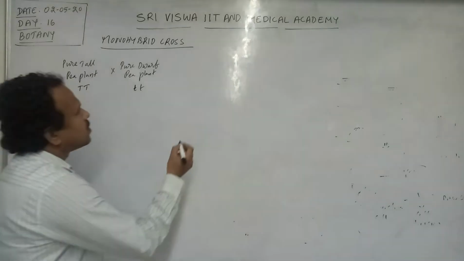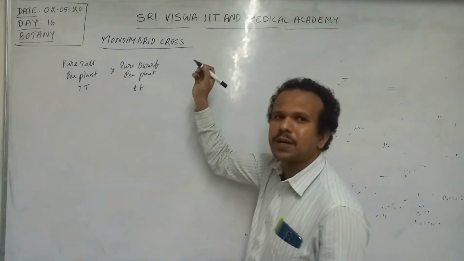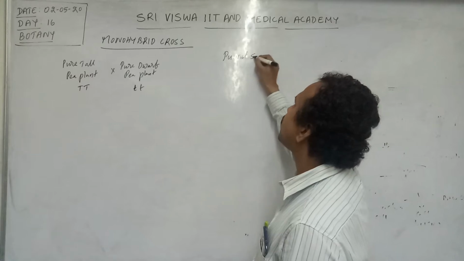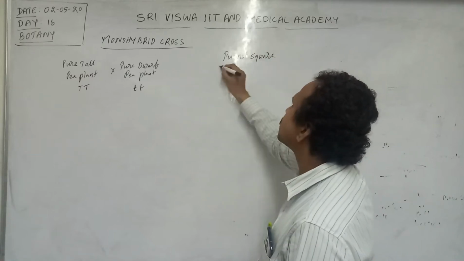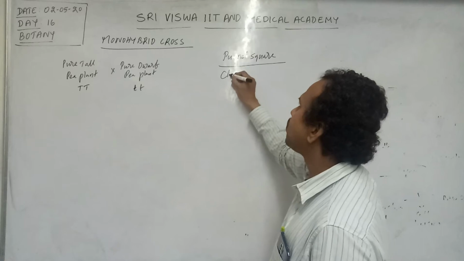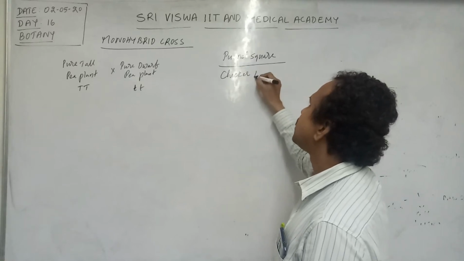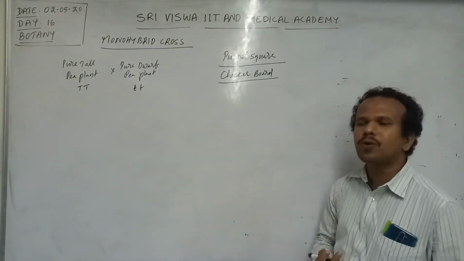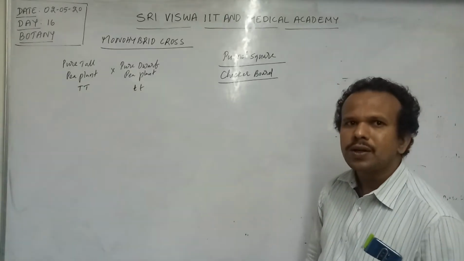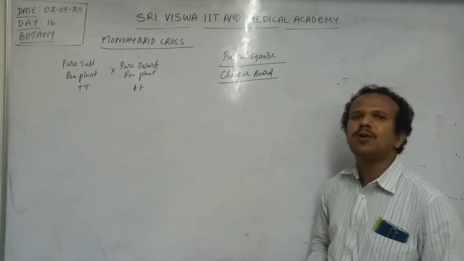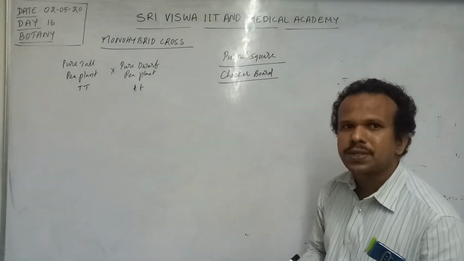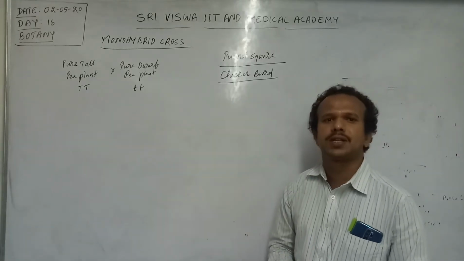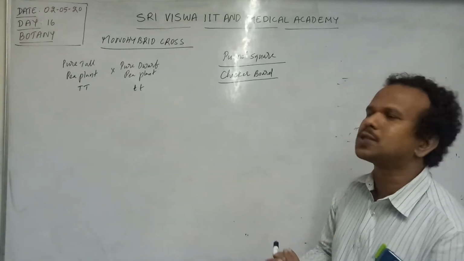Generally, this possible combination of genotypes can be represented with the help of a Punnett square, or it is also popularly known as a checkerboard. Punnett square or checkerboard is commonly used to identify the possible combinations of the genotypes which are obtained during F1 and F2 generations or in hybridization experiments.